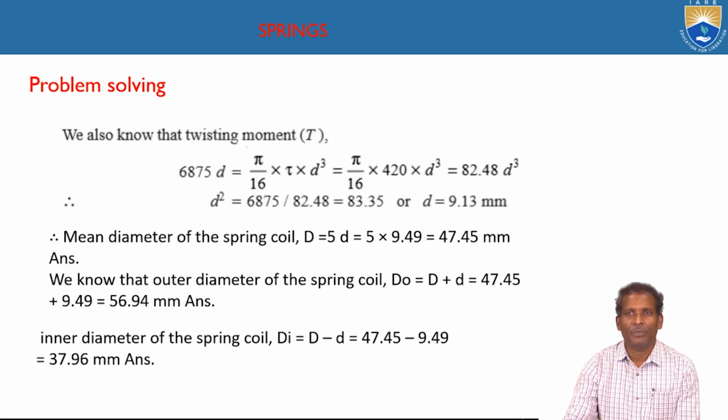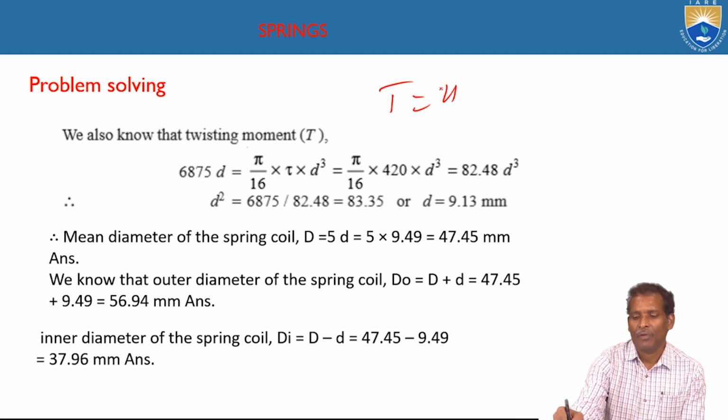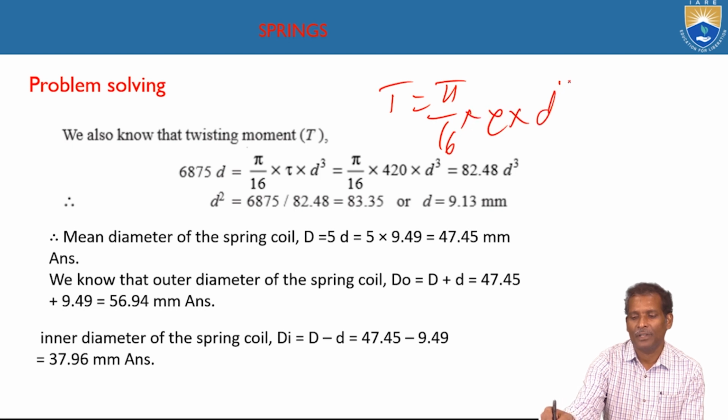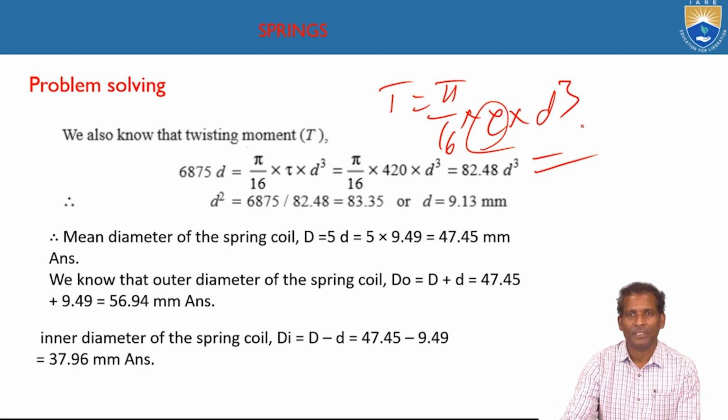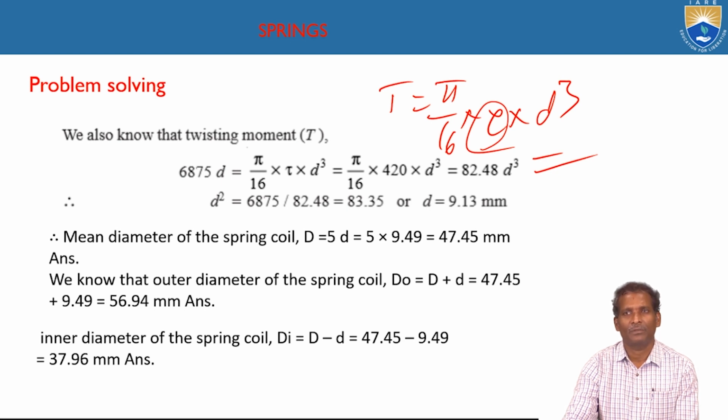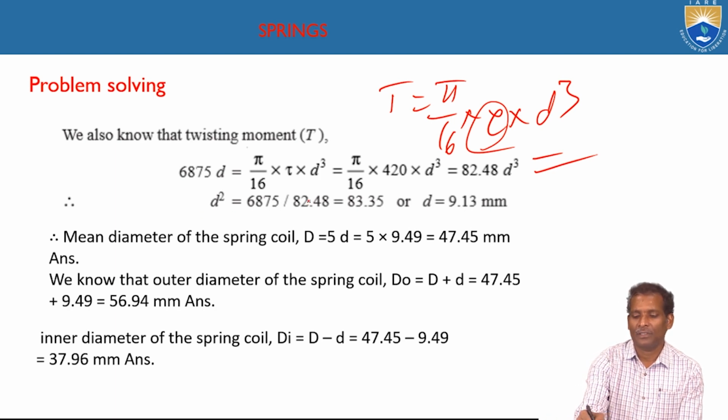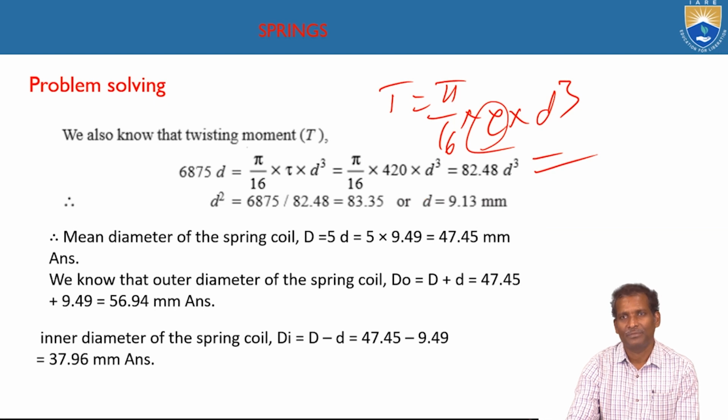Now, twisting moment in terms of shear stress: T is equal to 5 by 16 tau into d cube. In the shear stress formula, the torsion formula, you know that T is equal to 5 by 16 tau into d cube. In this, the twisting moment T is already calculated in the previous step, tau is the shear stress given in the problem, and D is the mean wire diameter. But we need to calculate the wire diameter. Here the unknown is d, so this equation is converted in terms of small d.